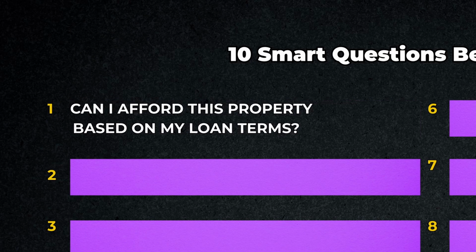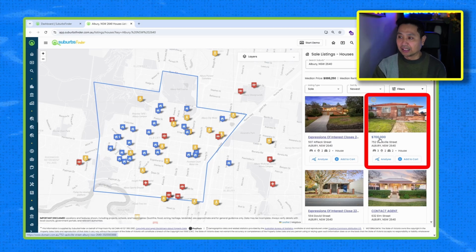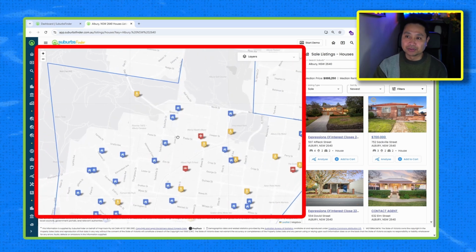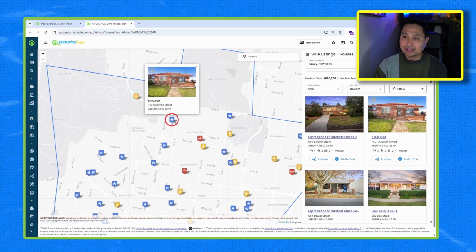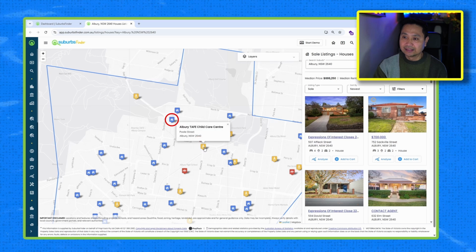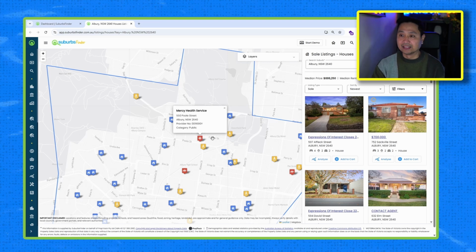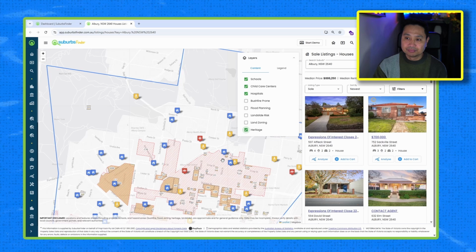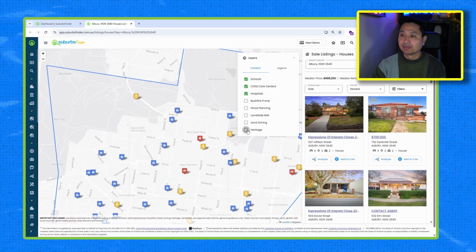Can I afford this property based on my loan terms? Let's take this property listed in Albury for $700,000. But first, we need to check if the property is in a good location or in a safe area. So that is this property. It's close to these childcare facilities and close to this school, and at the same time, it's close to the healthcare facility. Next, we'll check, is it on a heritage zone? So it's not on a heritage zone.